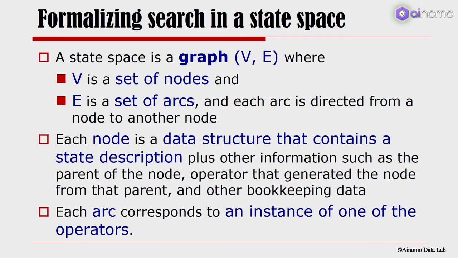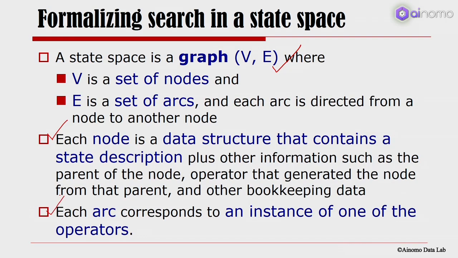A state space for us is actually a graph of vertices and edges, where V is the set of nodes and E is the set of arcs. Here when I say nodes, the node may be a simple node or it could be a data structure that contains a state description. It could contain other information such as the parent of the node, the operator that generated that node from that parent, and other bookkeeping data. And each arc corresponds to an instance of one of the operators.